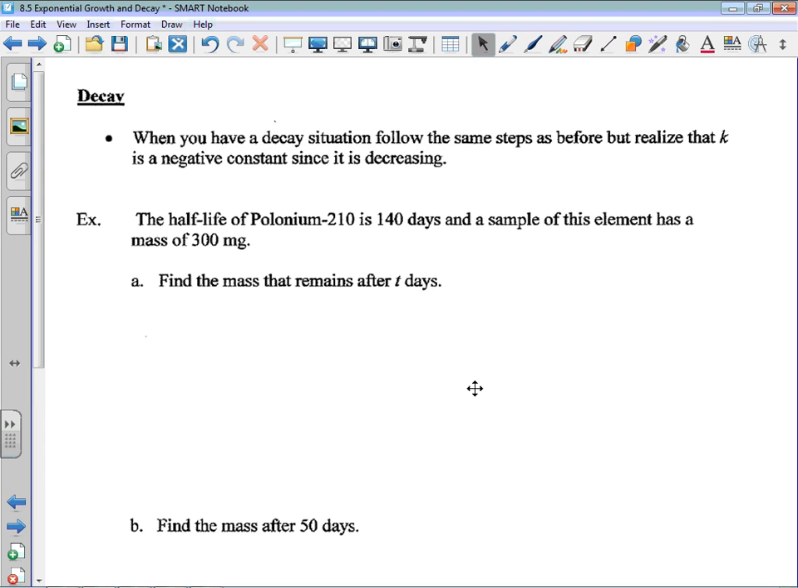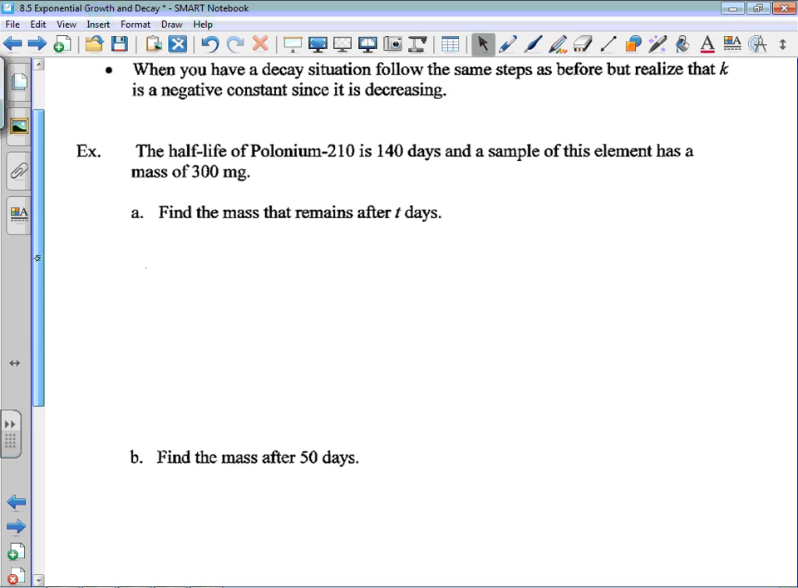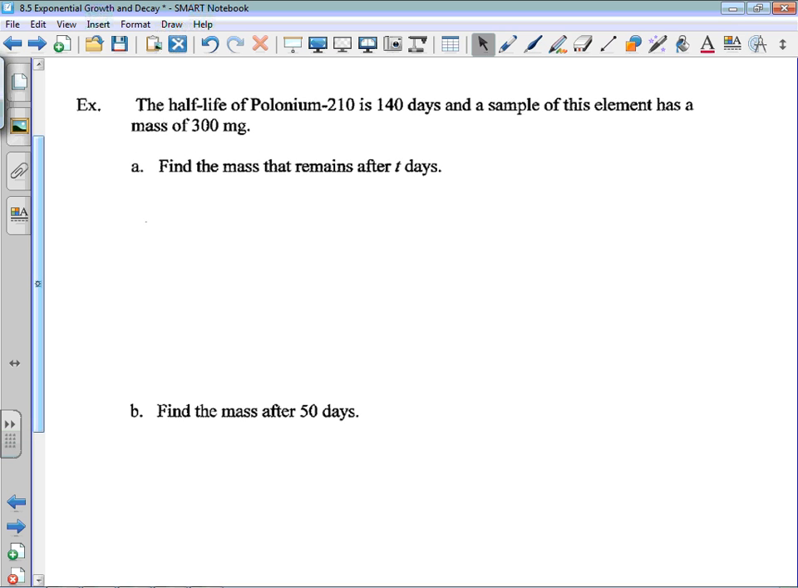All right, this is part 2 of 8.5, and it's very similar to part 1. It does talk about how if we have an exponential decay system, we need to realize that the k is going to be negative, but it's because it's decreasing. I wouldn't even recommend worrying about that too much. If you put the numbers in and solve for it normally, you're going to get a negative k value anyway.